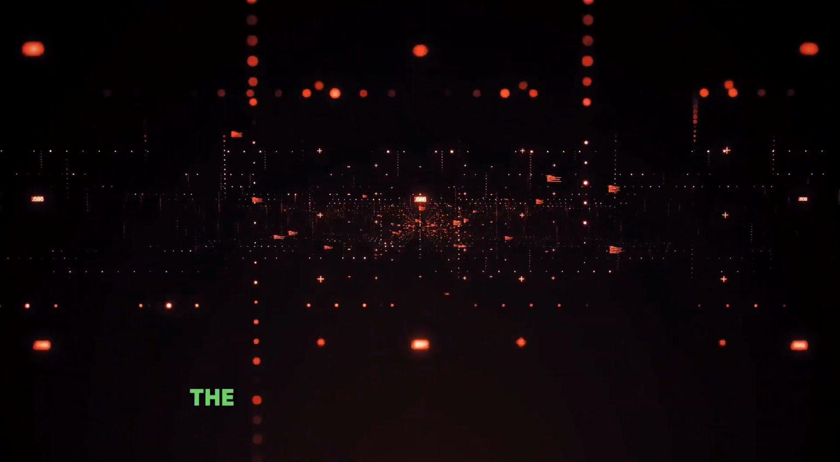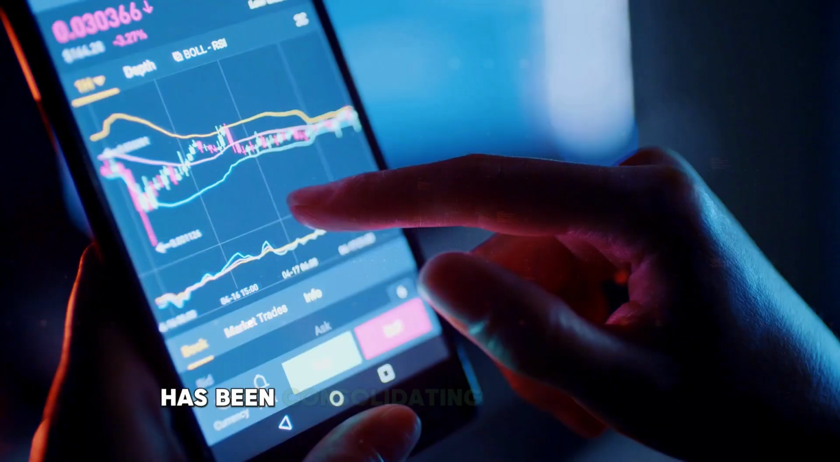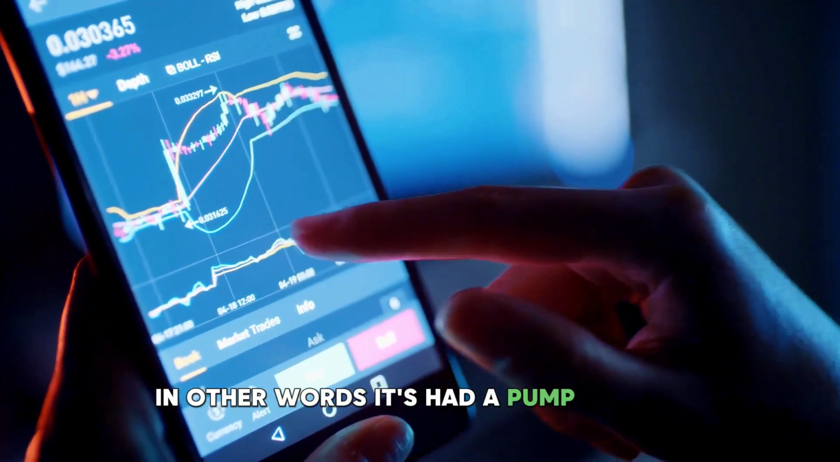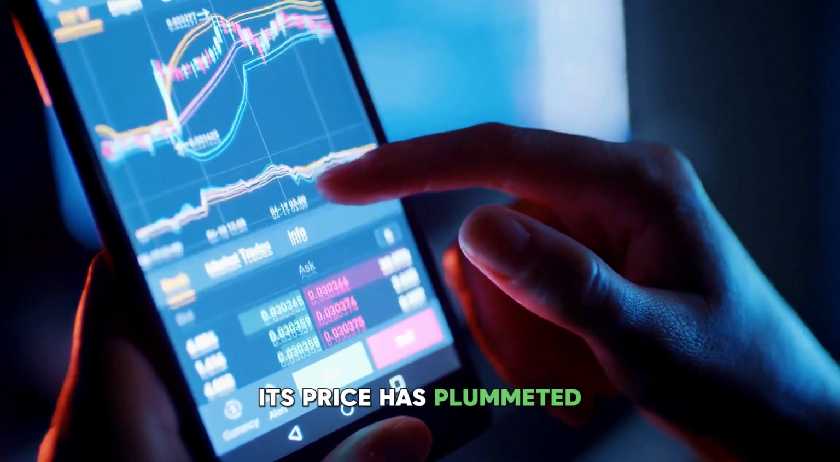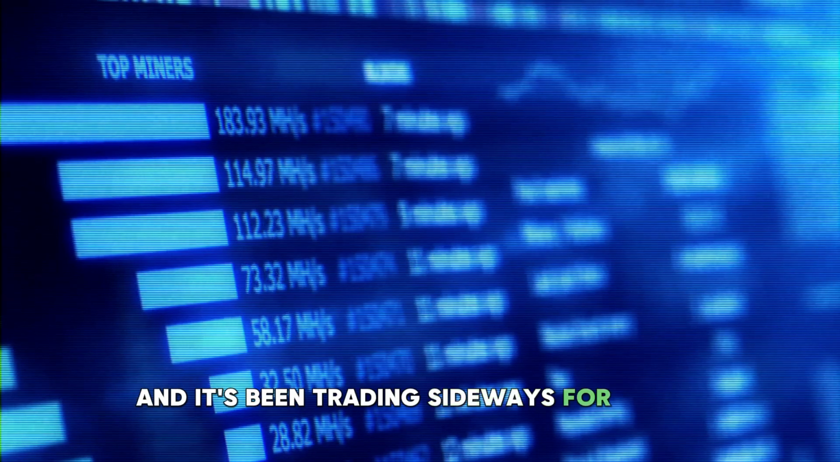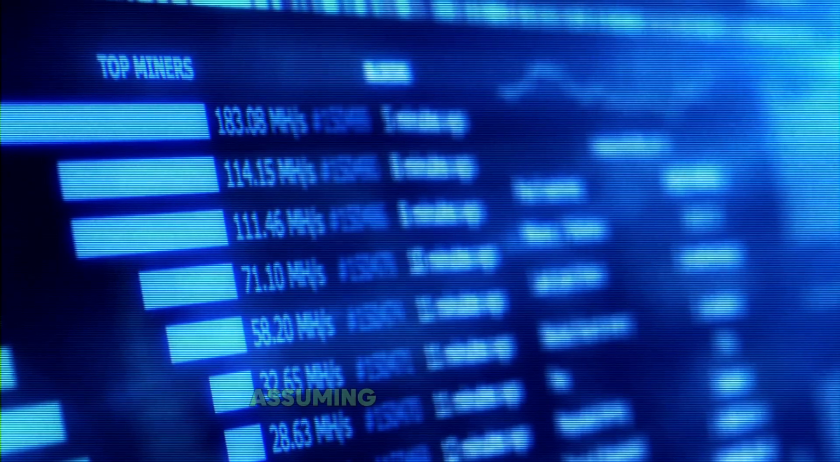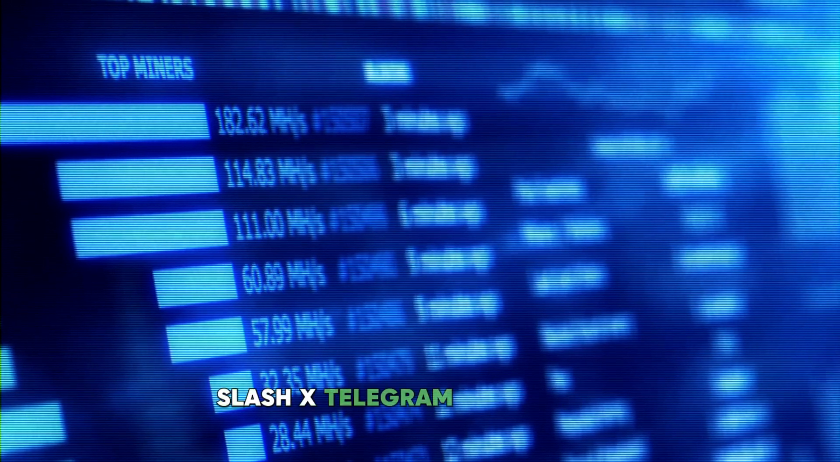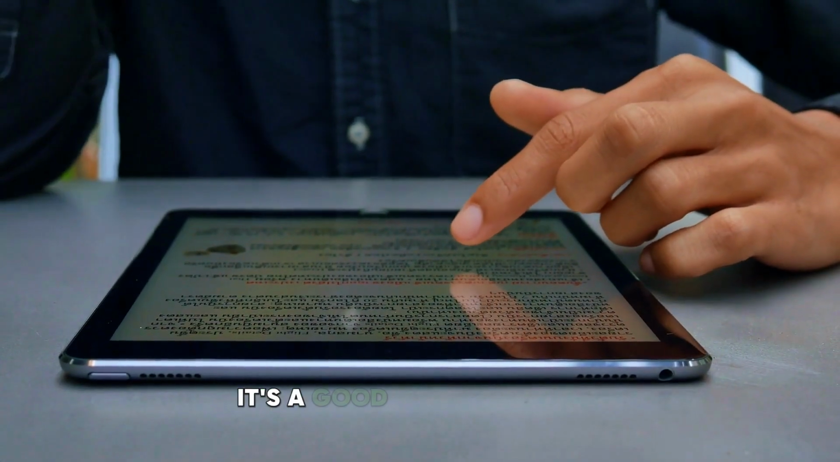Ideally then, the meme coin you're considering has been consolidating for some time. In other words, it's had a pump or two, its price has plummeted, and it's been trading sideways for weeks or even months. Assuming the community is still active on Twitter/X, Telegram, Discord, etc., it's a good candidate.